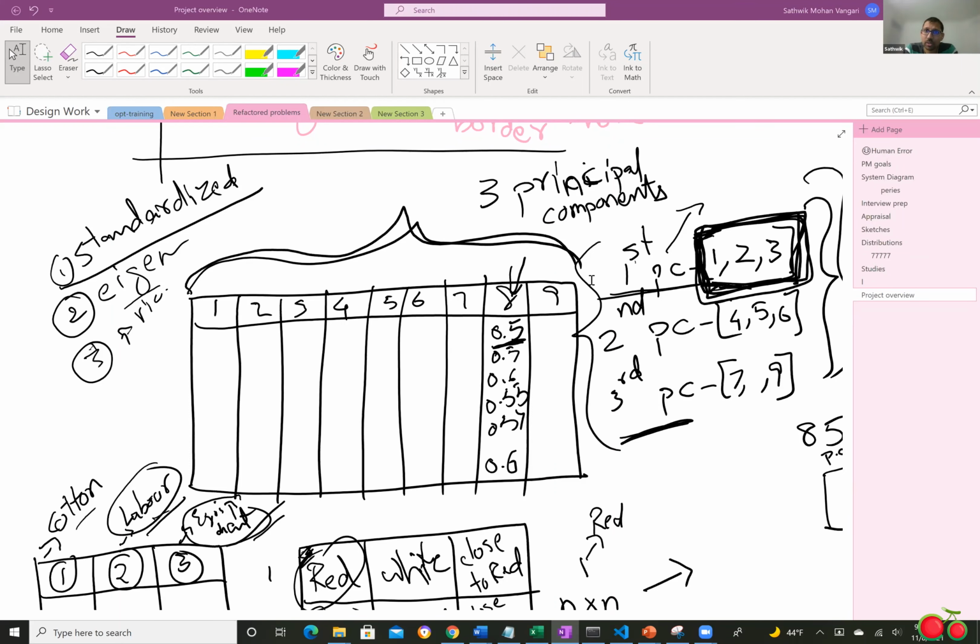These 9 columns, when I apply PCA, it constructs something called principal components, right? Now the first principal component might be a combination of columns 1, 2, 3. The second PC might be a combination of 4, 5, 6. The third PC might be a combination of 7, 8, 9, right? But you see 8 is missing here, right? Now, why is 8 missing here?